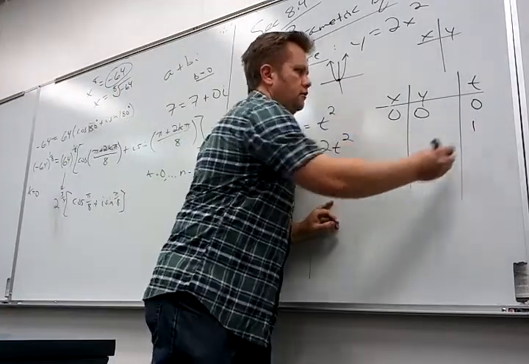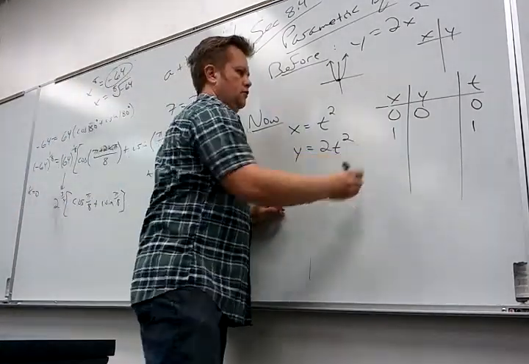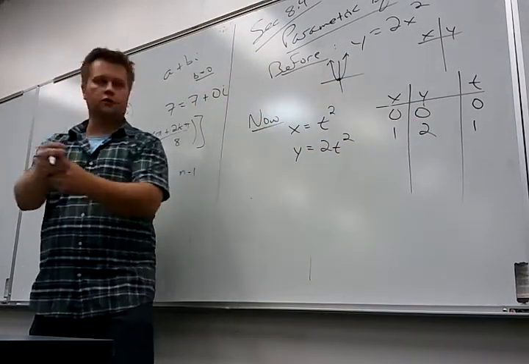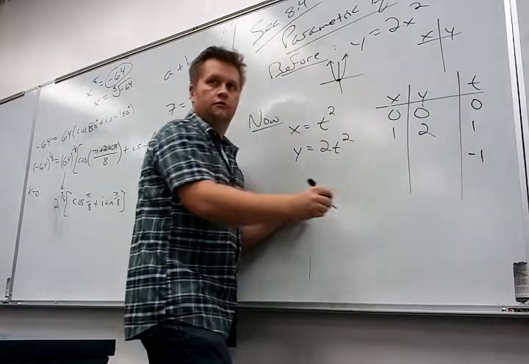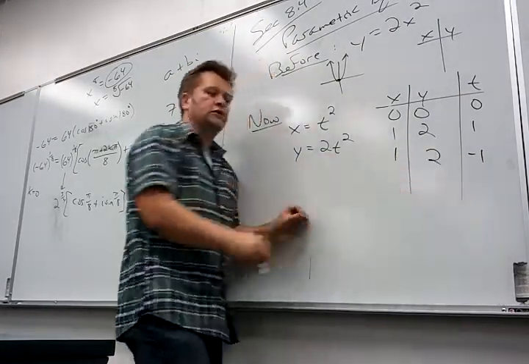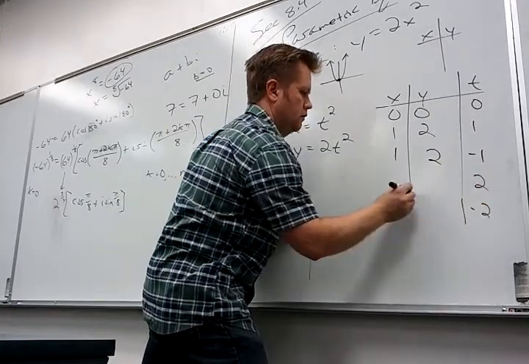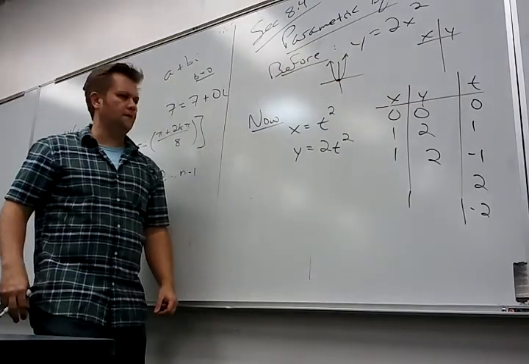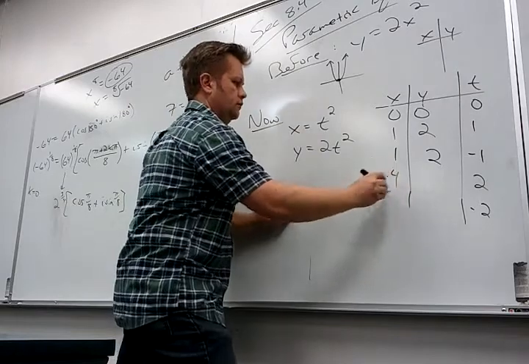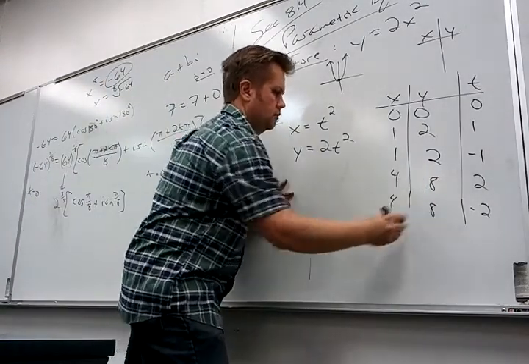If I make T 1, X will be 1, Y will be 2. Okay, and so forth. If I make T negative 1, it's 1, 2, because when I square it, of course, it stays positive. And if I make it 2 or negative 2, just to give a couple more points, X would be 4, Y would be 8.